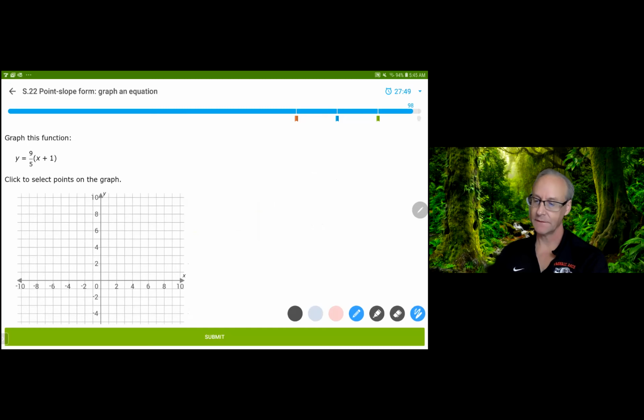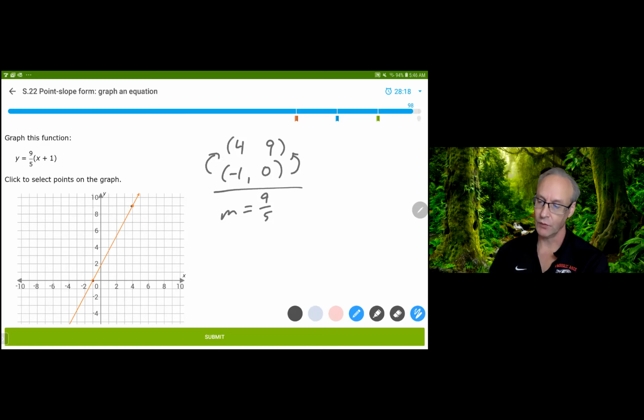Two more. Man, they're going to make me do all 10 of these. All right, so x is going to be at -1, and y is at 0, and I have a slope of 9/5. Notice that's an x-intercept. I'm telling you, it is really easy to make a mistake. I'm going to go up 9/5, right there, and I'm going to check it. I'm going to go up 9, and I'm going to go over 5, which is going to put me at 4, 9. And that is 4, 9, and that is -1, 0.